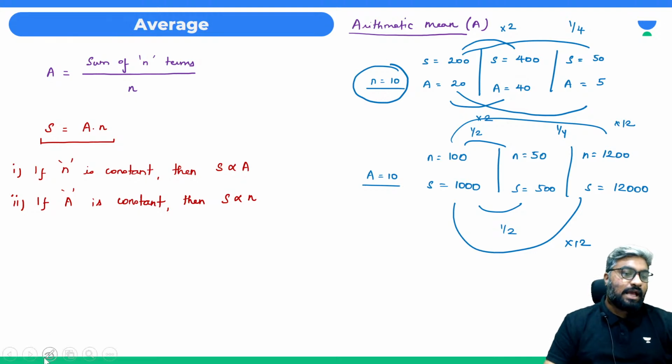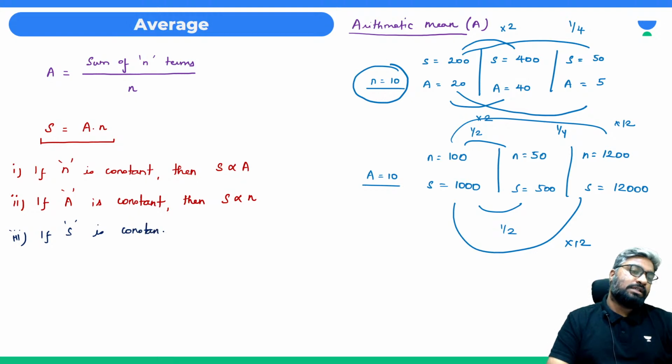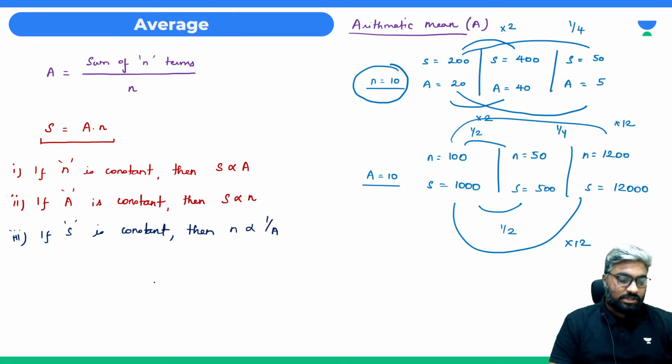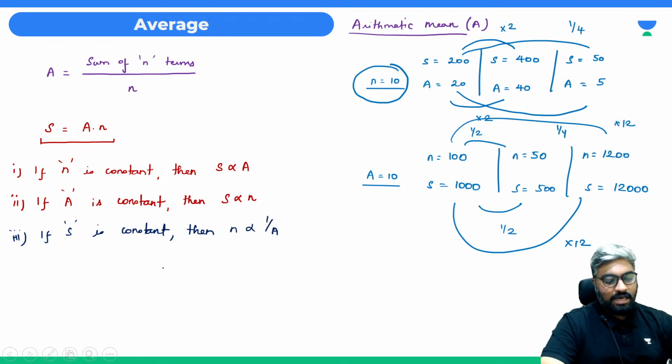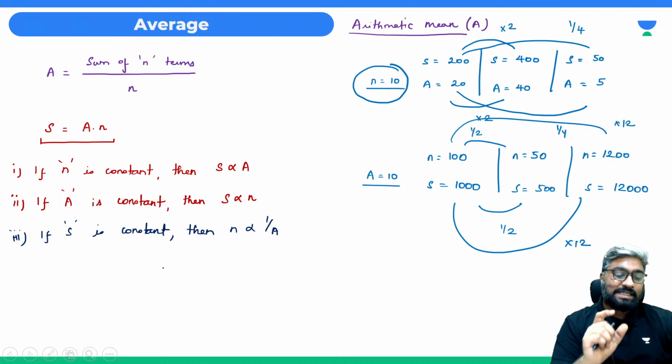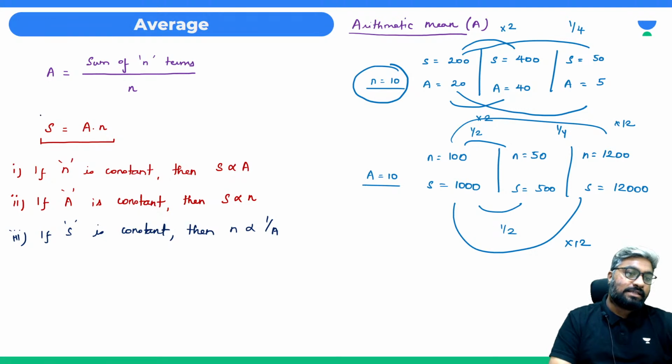Yeah, and the third case, if the sum is constant, then what happens? Number of terms and average are inversely proportional, not directly proportional. यहाँ पे क्या हो जाएगा? Inversely proportional हो जाएगा, क्योंकि हमें sum को maintain करना है. This has to be maintained, है ना?